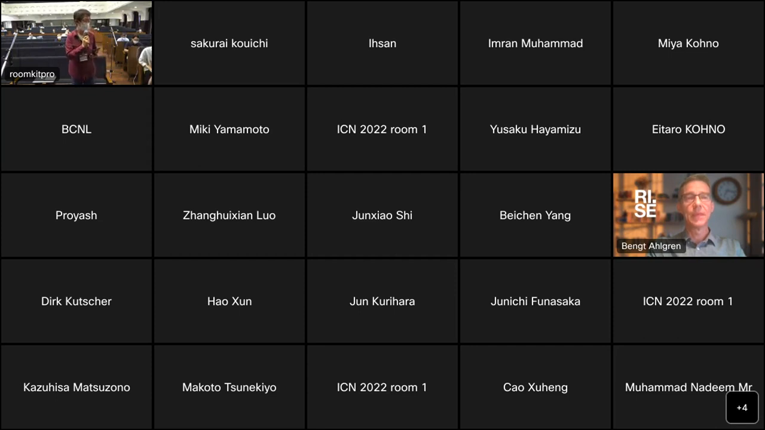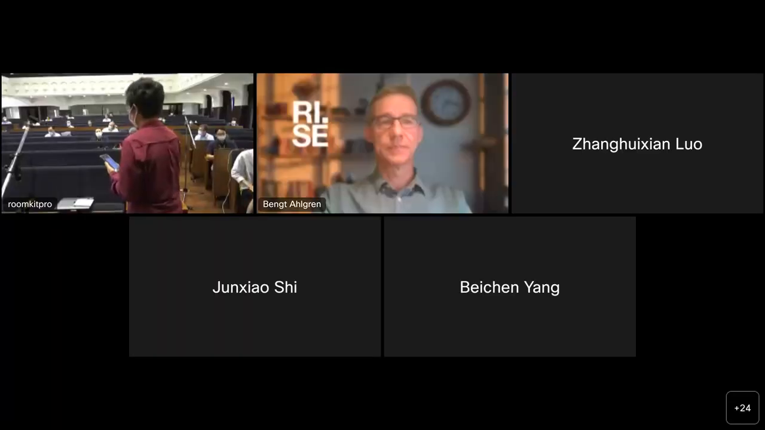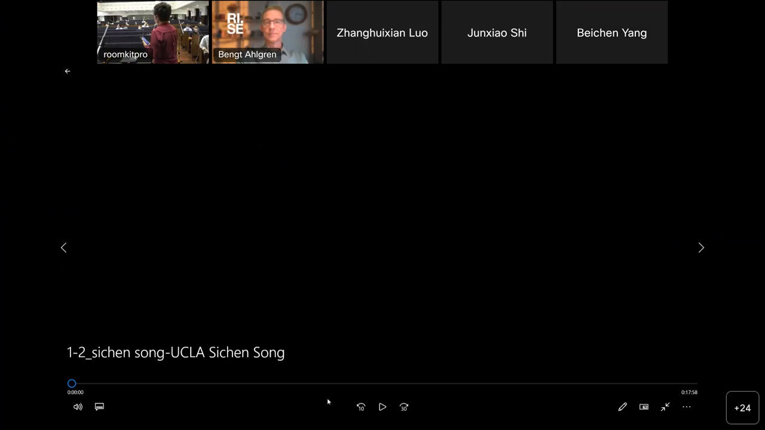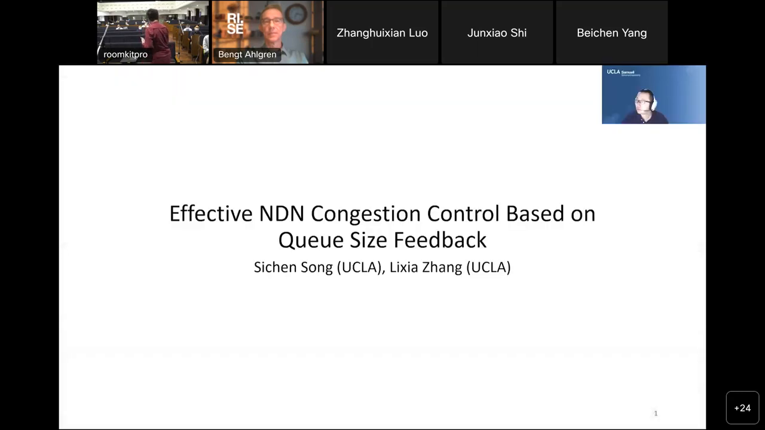We can now move to the second paper presentation of the session. This one is done by Sichen Zhang, who was a master student at UCLA. During his master's study, he investigated ICN congestion control, which he's going to present here, as well as DDoS mitigation solutions. He has graduated and now works at VMware. Due to his work constraints, he asked me to help him handle questions on the website. So please start the presentation.